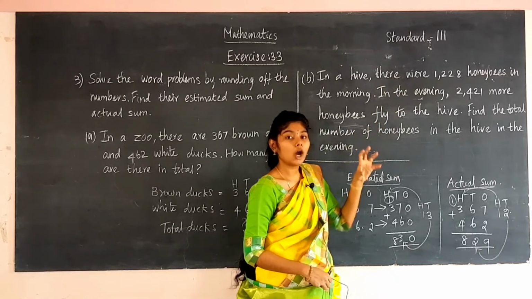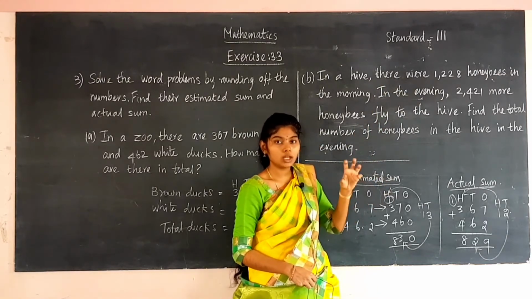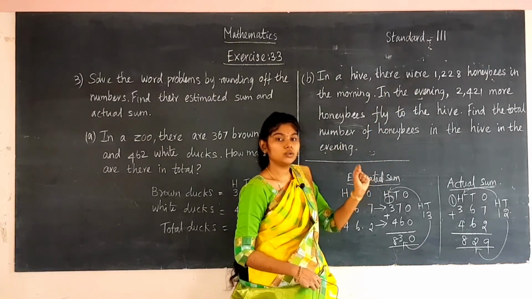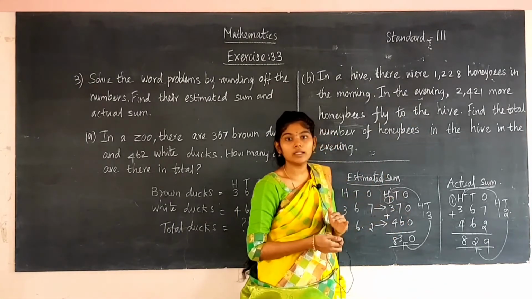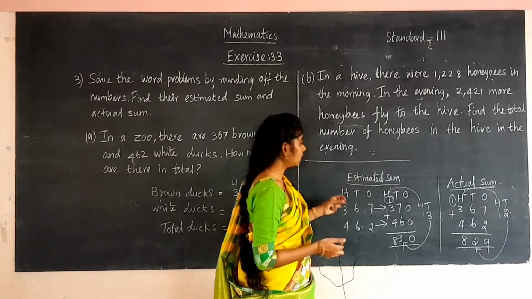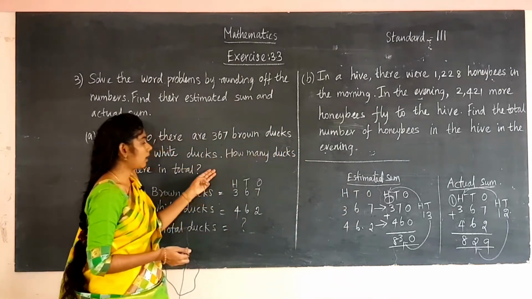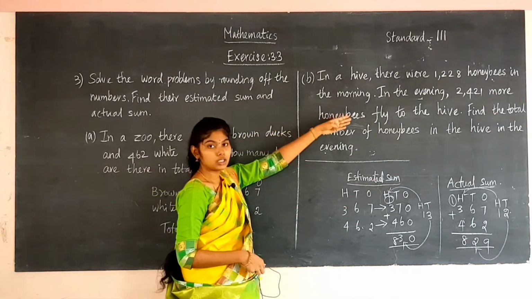So totally how much it will be, we have to find. Total means we have to add those two numbers. So how will you add those numbers? You also know how to add a 4-digit number. I have done it for a 3-digit number. For this 3-digit number I have done, you are going to do it for a 4-digit number.